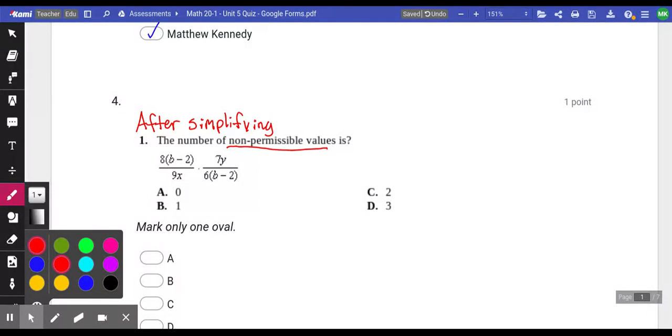The non-permissible values are the same at the start of the question and at the end of the question. Non-permissible values are things that cause you to divide by 0. If I look at this question, right here, there would be a non-permissible value. X could not equal 0 because 9 times 0 would be 0 and we'd be dividing by 0. Right here, there's a non-permissible value. B cannot equal 2. 2 minus 2 would be 0, therefore making us divide by 0. This 6 will always be 6 because there's no variable there. There's no way I'm ever going to make that 6 0. So my only non-permissible values are X cannot equal 0, B cannot equal 2. That means the answer is C. There are 2 non-permissible values.